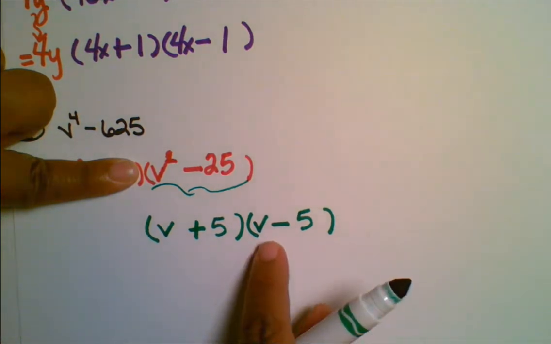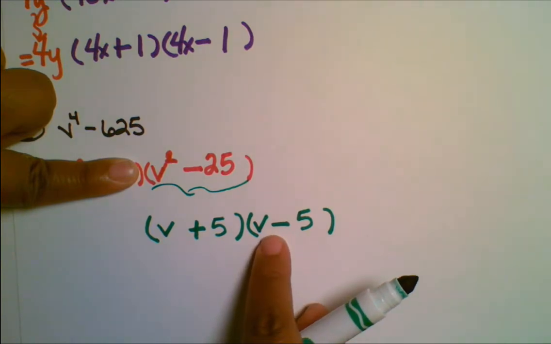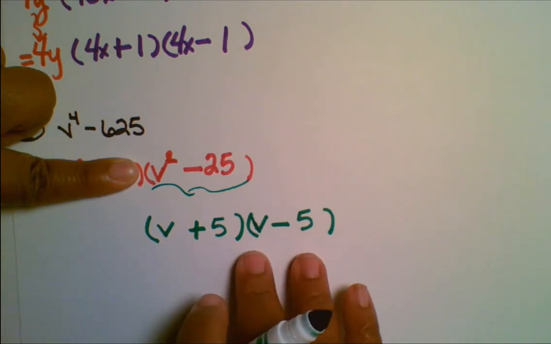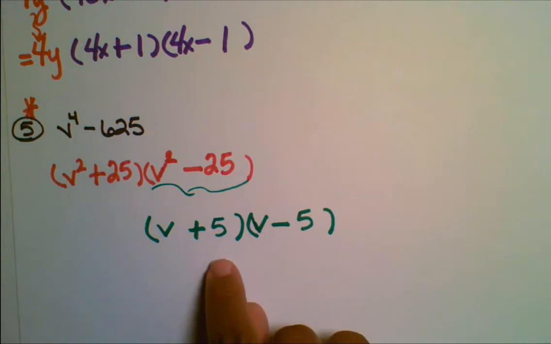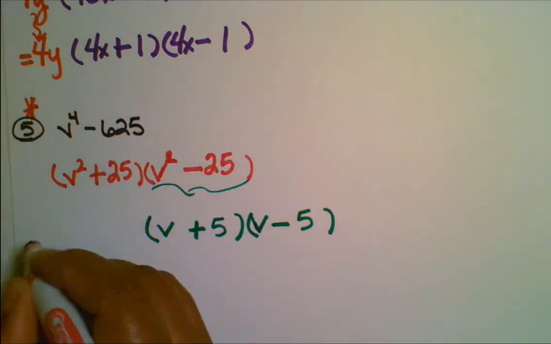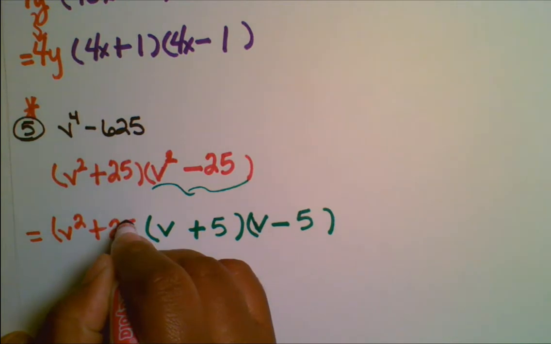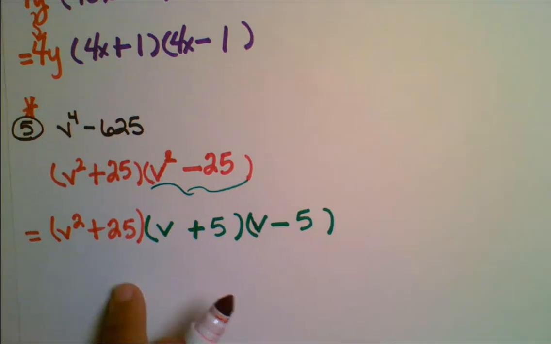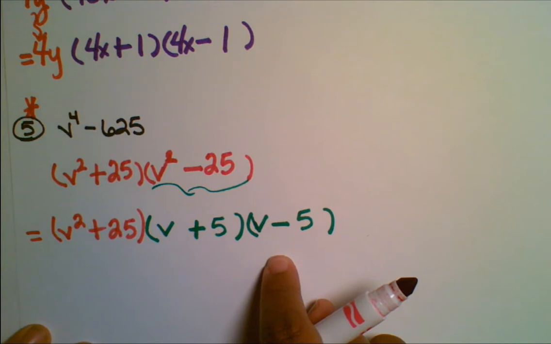Okay, so as we look at these two factors, I'll look to see if they can be factored again. And no, it cannot be, because both terms are not perfect squares. So we can't do anything to the v plus 5, v minus 5. But as we write our final answer, bring down the v squared plus 25 because that was part of the factoring process. So this is our final answer, v squared plus 25 times v plus 5 times v minus 5.